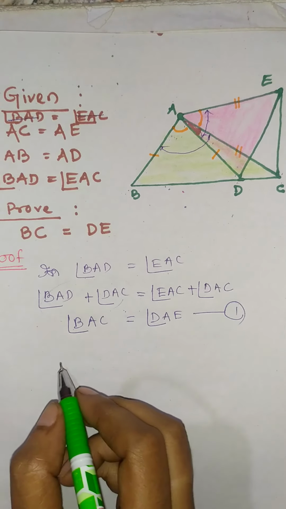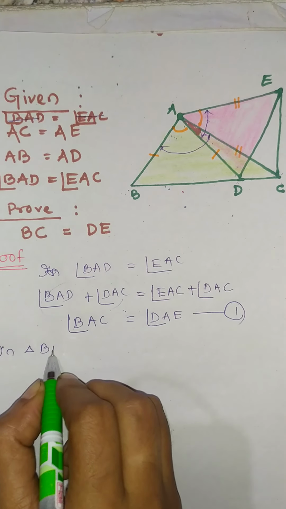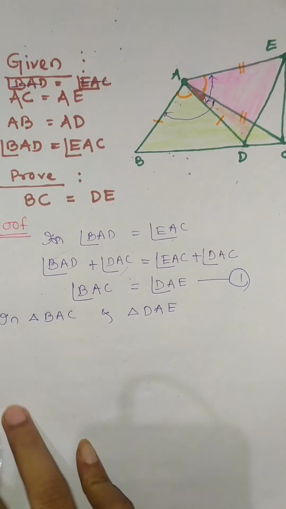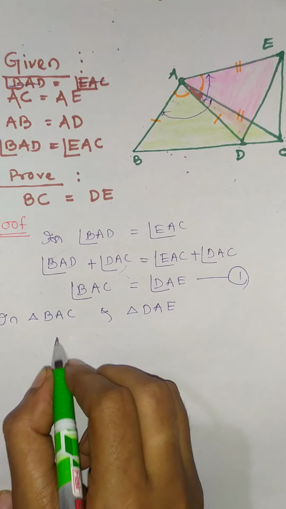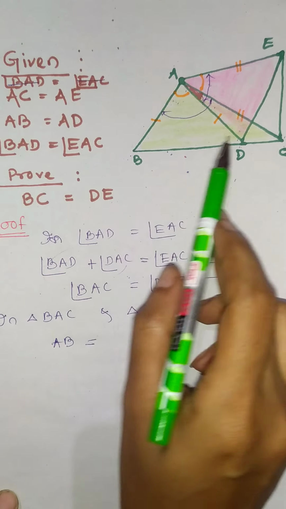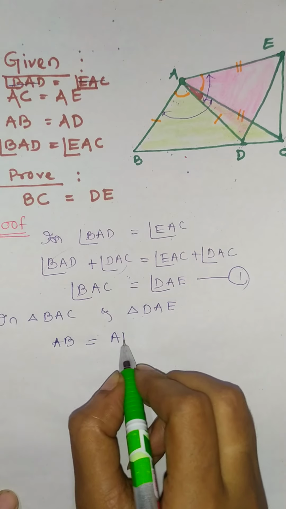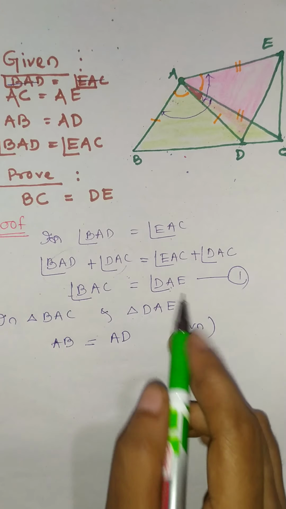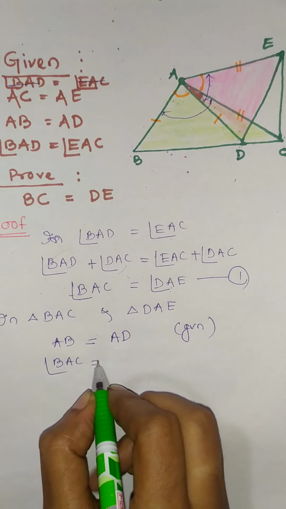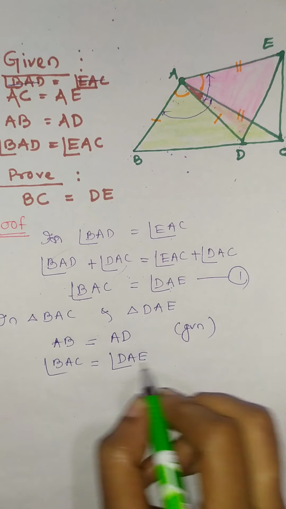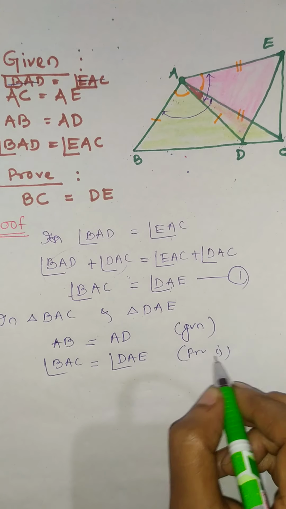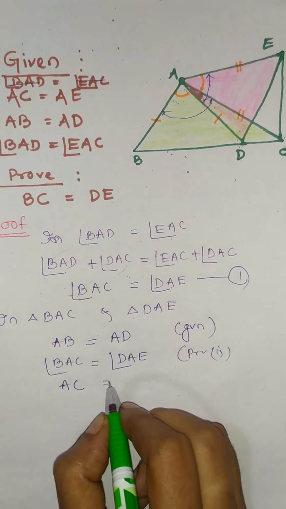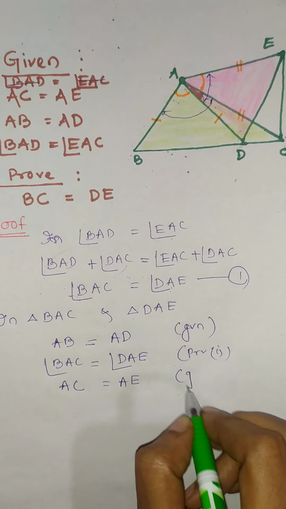Now coming to the two corresponding triangles. In triangle BAC and triangle DAE, what do we have in common? First, this side, that means AB is equal to side AD, it is given to us. Second, we got these two angles, BAC is equal to DAE, we proved in bit 1. Next, this side is equal to this side, AC side is equal to AE side, it is given to us.